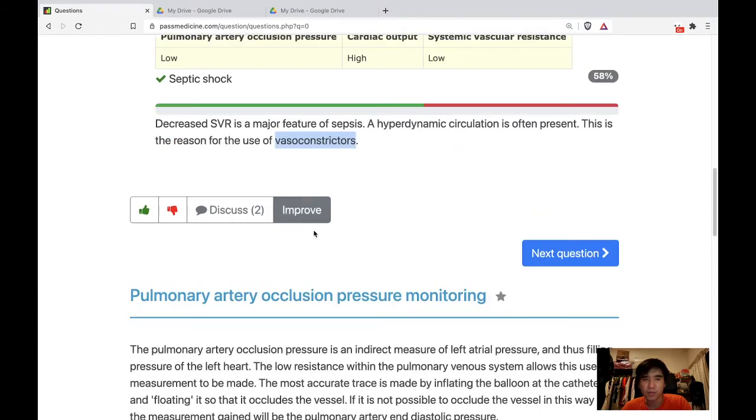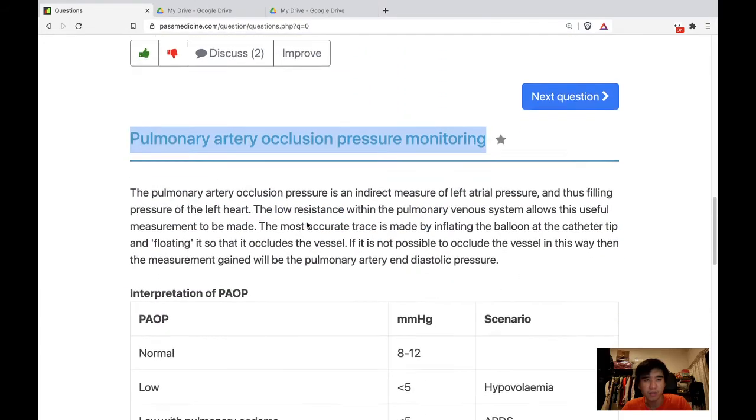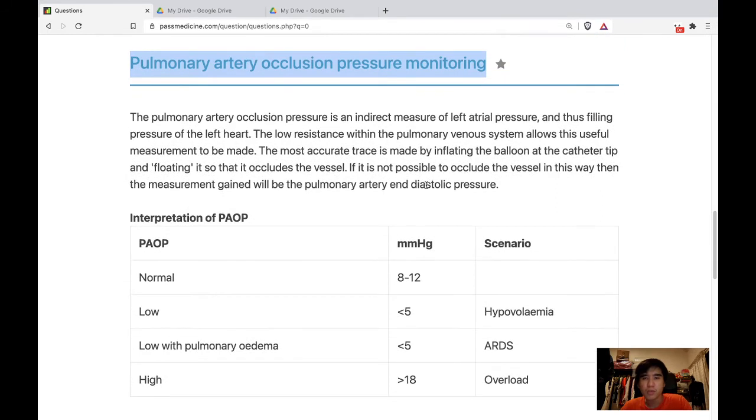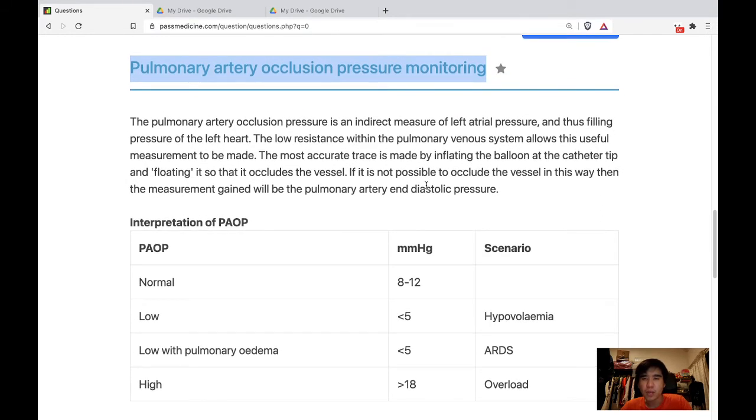Okay. We just wanted to go and find out about where they measure this thing, right? There are notes here. So let's have a read. The pulmonary artery occlusion pressure is an indirect measure of the left atrial pressure. Left atrial pressure. Okay. And thus filling pressure of the left heart. Low resistance within the pulmonary venous system allows this useful measurement to be made. The most accurate trace is made by inflating the balloon at the catheter tip and floating it so that it occludes the vessel.